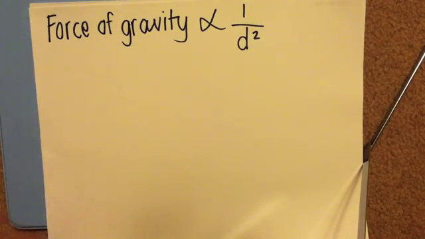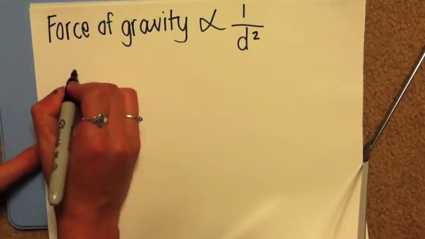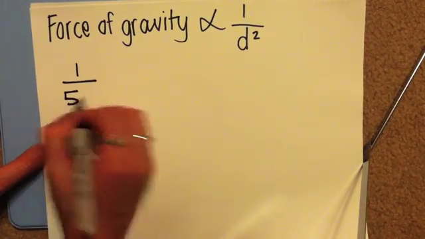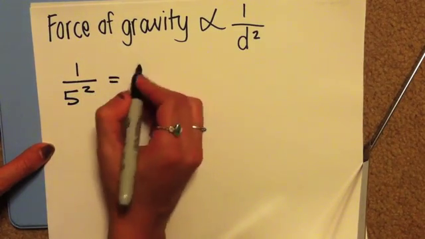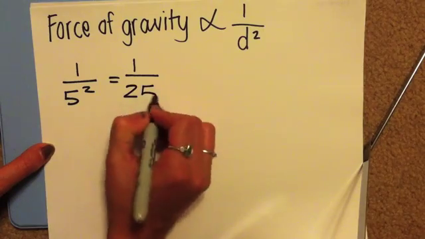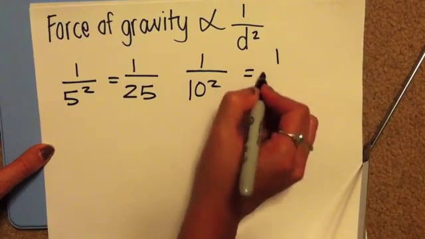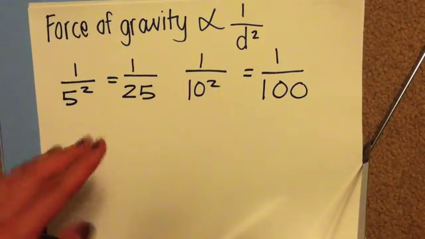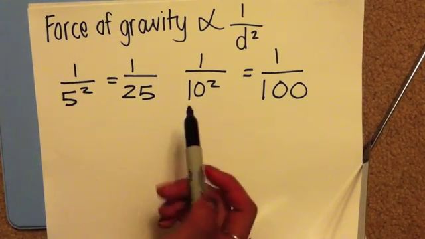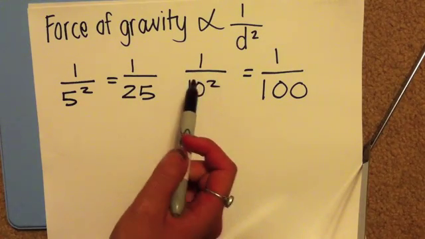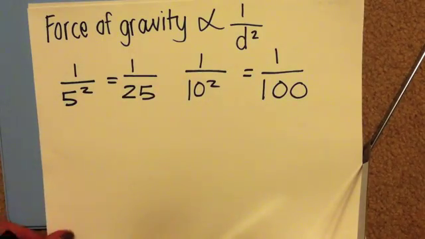So to really solidify this idea, it might be helpful to actually plug in some numbers for d. So let's say two objects are 5 meters or 5 inches apart. So that's a force of gravity of 1/25. But if you double that distance, make it a greater distance, then that's a force of gravity of 1/100. So this demonstrates that force of gravity is inversely proportional to the distance. When the distance is increased, the force of gravity decreases. So again, they are inversely proportional.